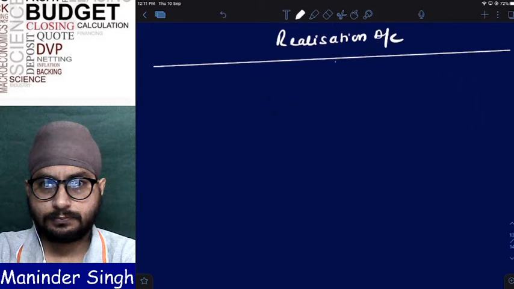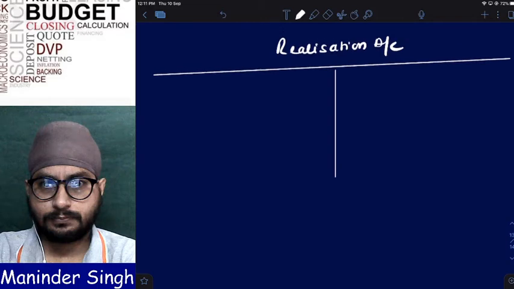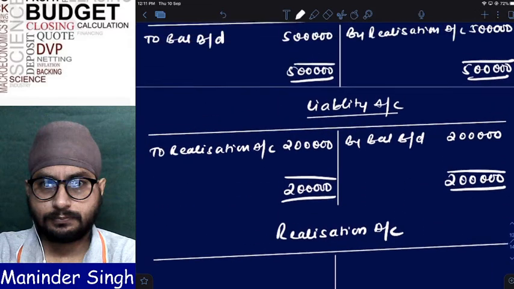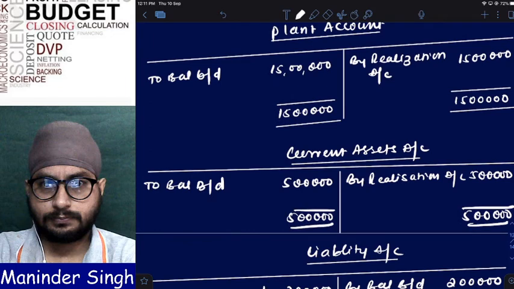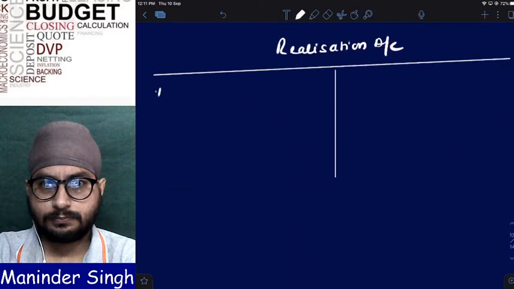Step by step we'll go. We need not be in a hurry because it is a little bit of a different problem. Listen very carefully. Now, in the realization account, assets will come on which side? Fixed assets should be written on which side? See the ledger account. Will it be by plant or to plant? To plant. To plant account 15 lakhs. Clear?